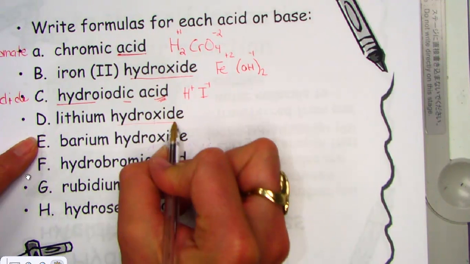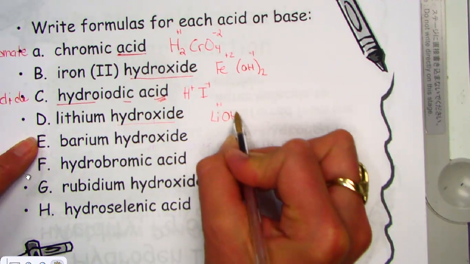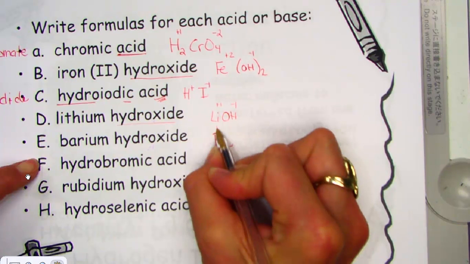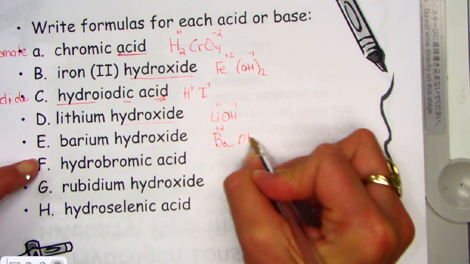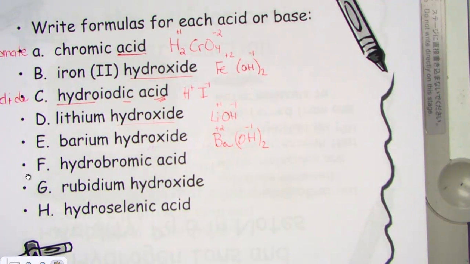Letter D, last name is the base name, hydroxide. Lithium with its +1, hydroxide with its -1. LiOH is the base called lithium hydroxide. Barium hydroxide. We know barium to carry a +2, so when we crisscross in a parenthesis, taking 2 groups, we get Ba(OH) taken twice.